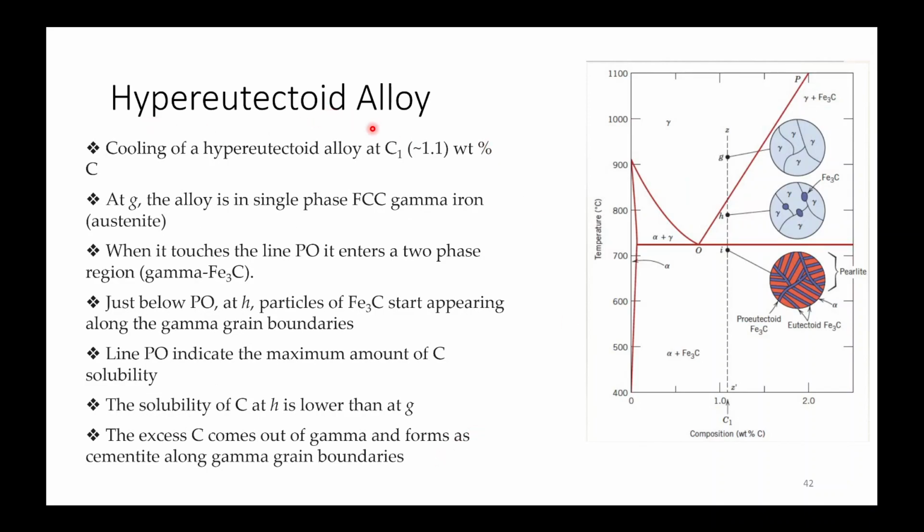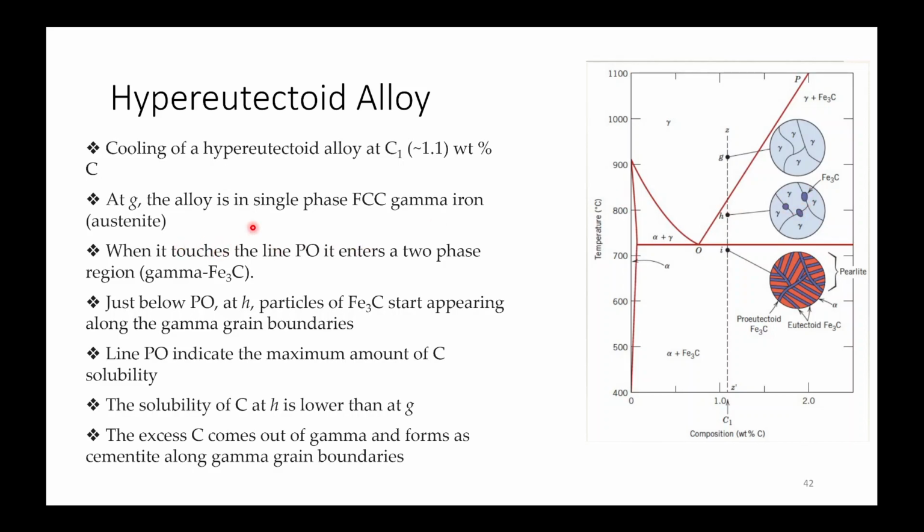Now if you have an amount of carbon higher than 0.8%, then your steel will be hypereutectoid. So in this case, you're cooling a hypereutectoid alloy at 1.1 weight% of carbon. At G, this is your complete austenitic structure. After this, when you reach H, there will be formation of cementite at grain boundaries.